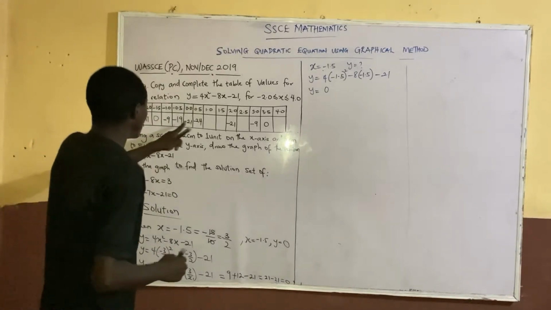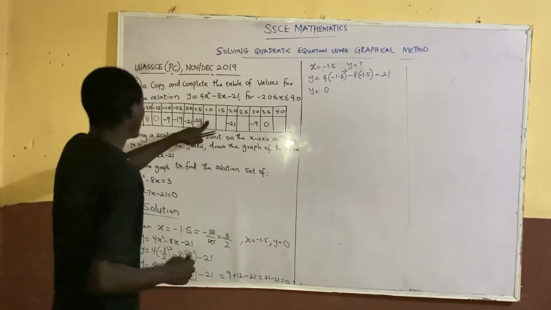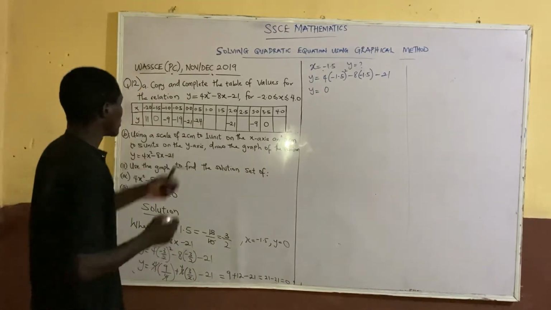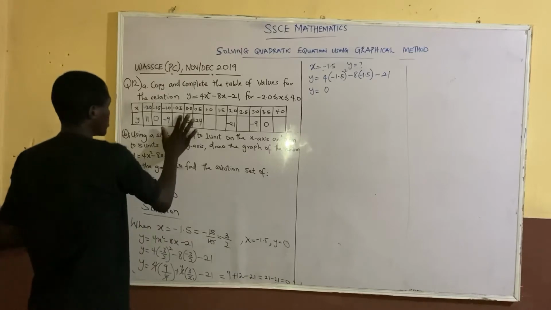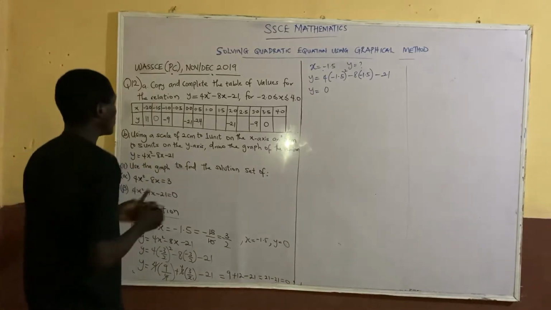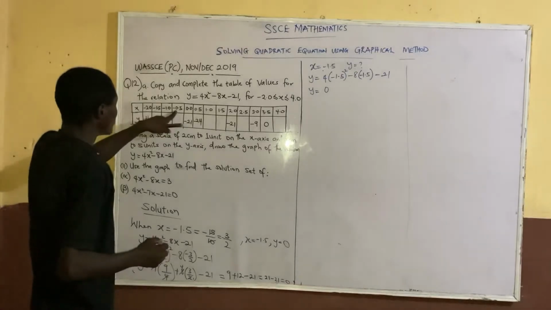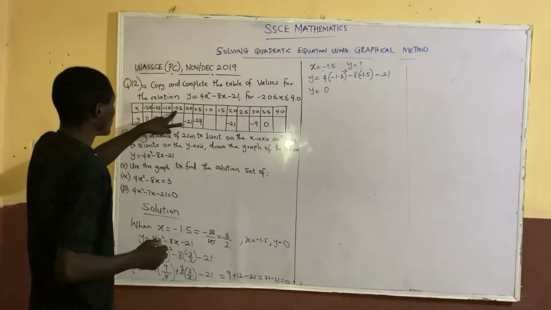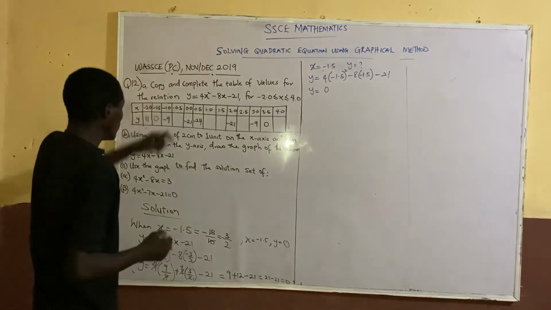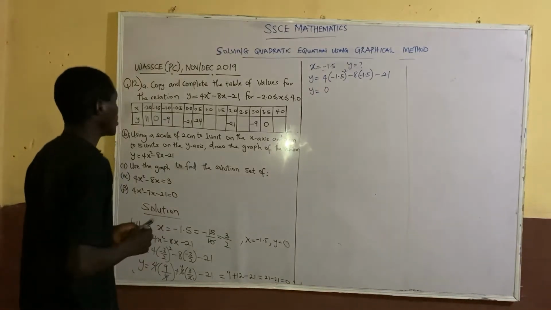Now let's go to the next empty space. There's an empty space that was left here. So what is the value of y when x is minus 1.2, and what is the value of y when x is minus 0.5? What is the value of y?